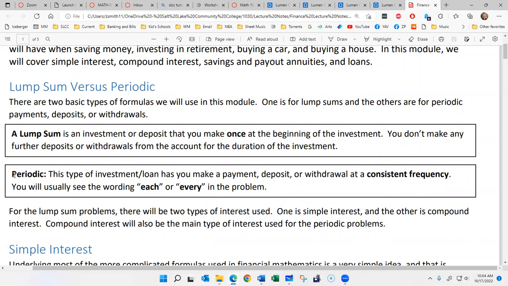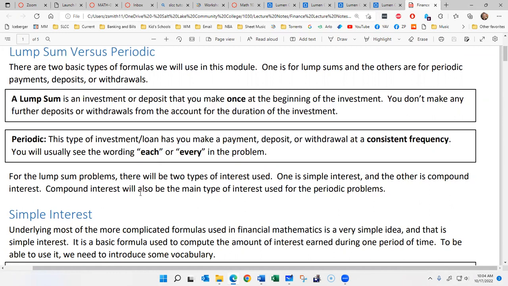Now the other type is periodic. So this type of investment or loan has you make a payment, deposit, or withdraw at a consistent frequency, whether it's monthly or yearly or daily. So for example, credit card companies will compute your interest on a daily basis. So you usually see the word each or every in the problem.